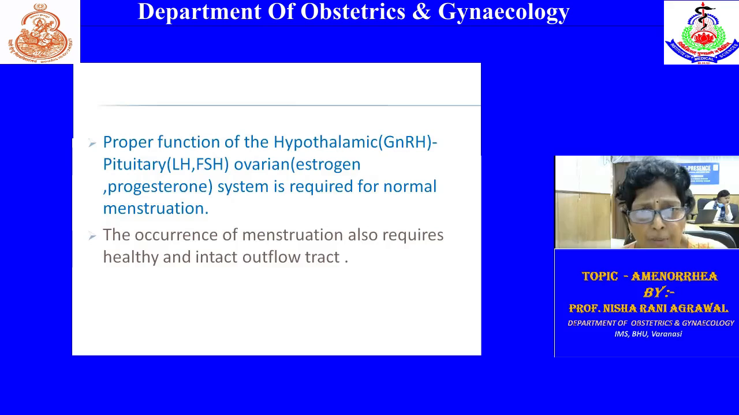Proper function of the hypothalamic, pituitary, ovarian system is required for normal menstruation. This I am stressing again and again because this is very, very important. From hypothalamus, GnRH; from pituitary, LH and FSH; and from ovary, estrogen and progesterone. All these will result in shedding of the endometrium, which needs an intact outflow tract so that there is menstruation. The occurrence of menstruation also requires a healthy and intact outflow tract.